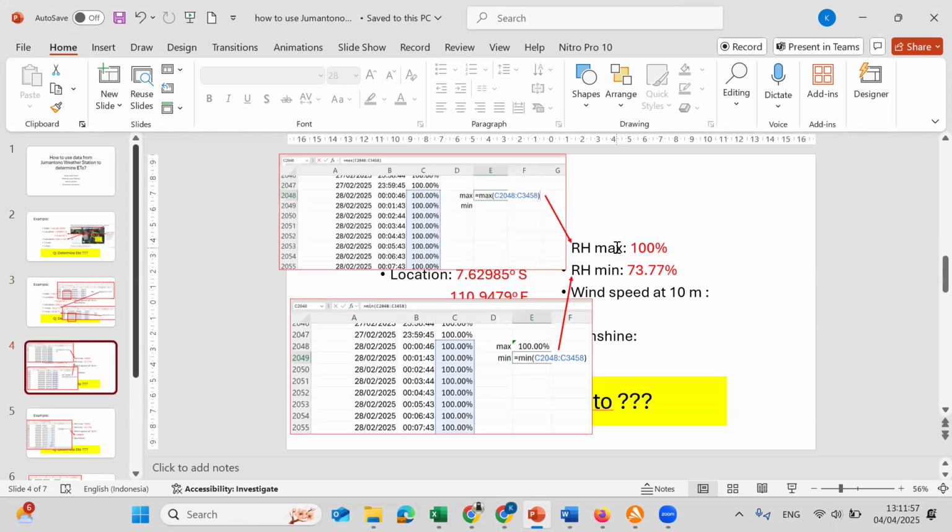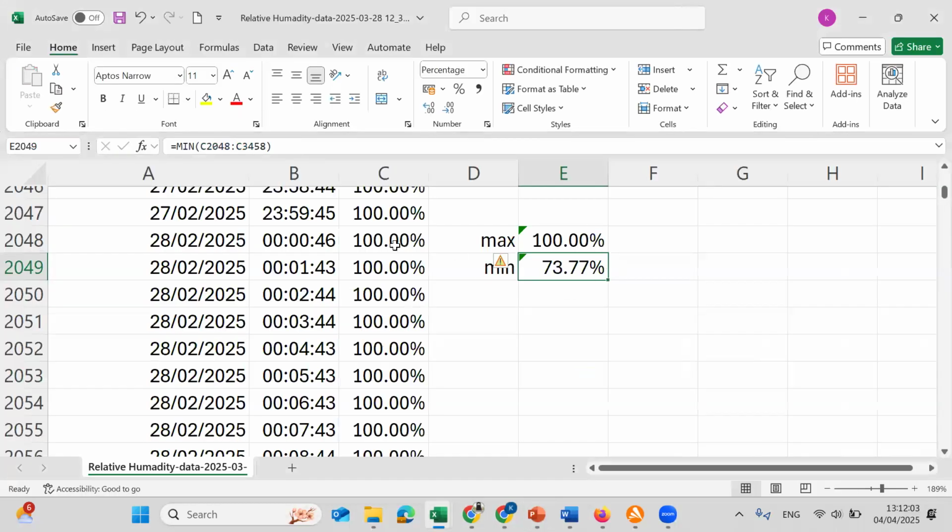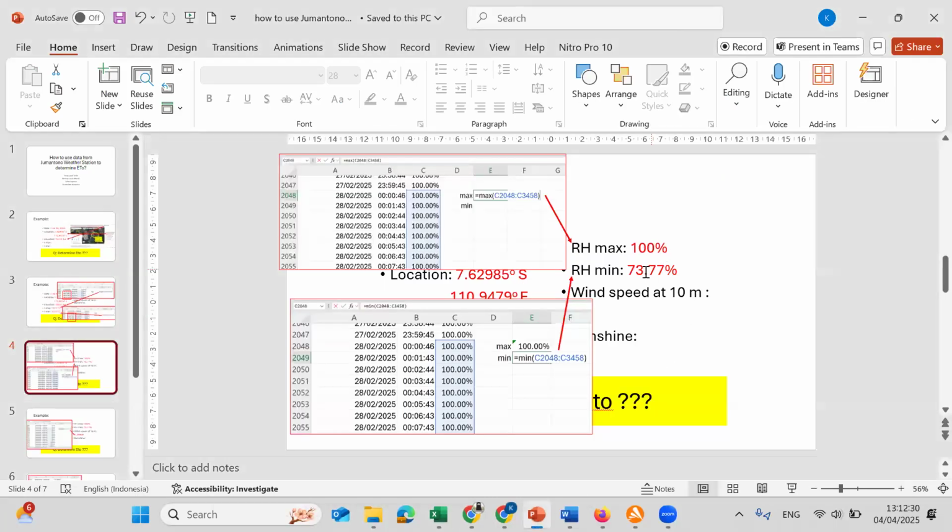Next is the maximum and minimum relative humidity. That will be the same. You can download the data and calculate using the same maximum formula from 28 February until the last, and you will get the maximum number. And then the minimum, same, from 2048, 28 February until 3458. So this is the minimum relative humidity, and you put it here.